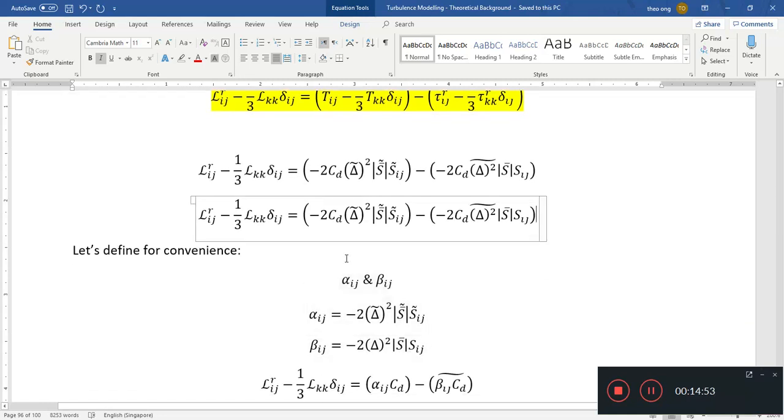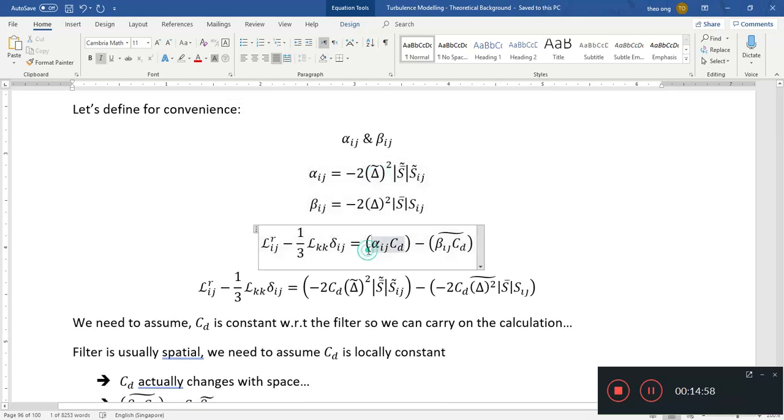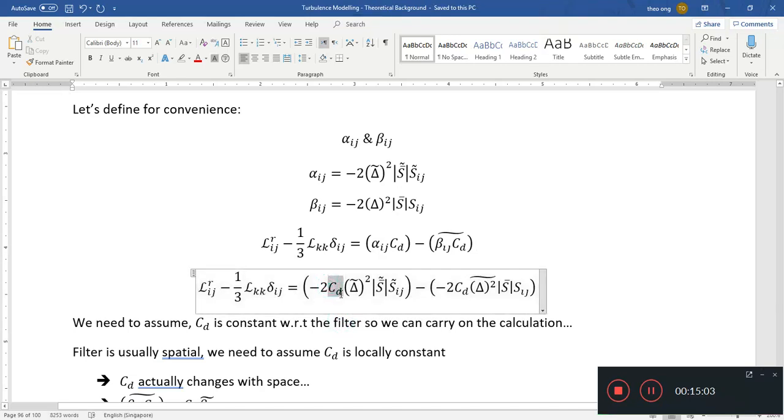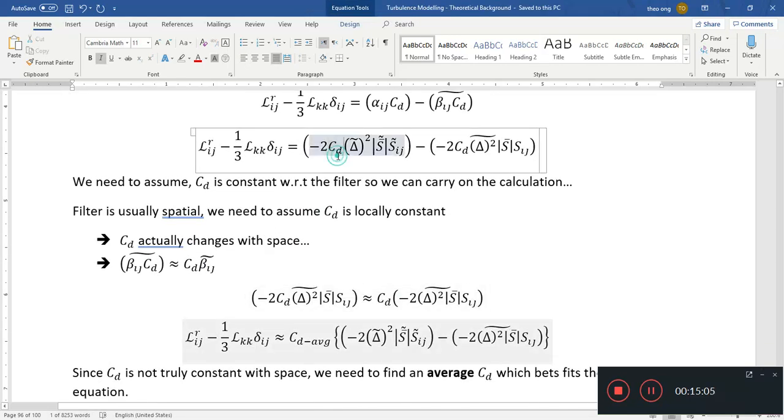Then, to simplify this, we introduce alpha ij and beta ij, and we get this. The idea now is to isolate CD, because you want to calculate CD. That was our goal. So we have to isolate it by making this assumption: the filtered part we assume is constant with regards to the filter, and we can bring it out. So we can bring this part out, and this part we just leave inside the filter.